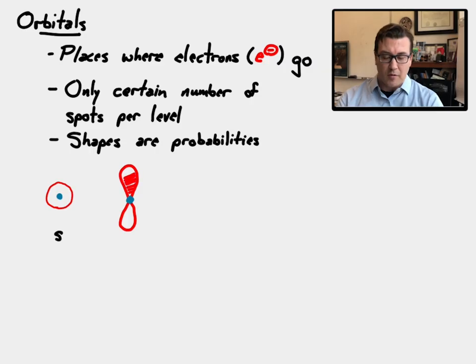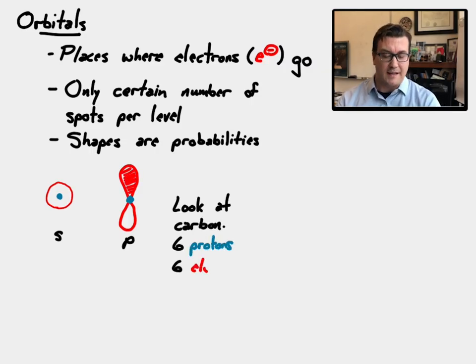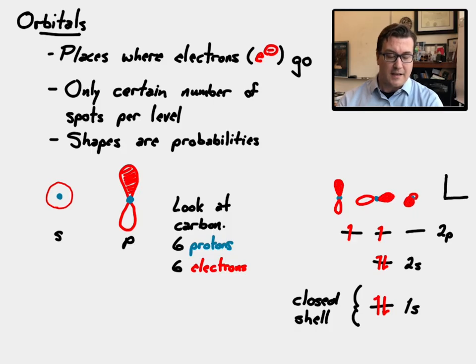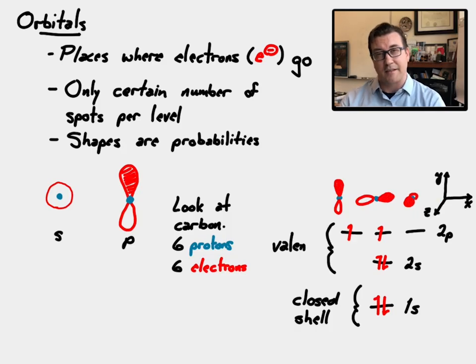So we have s orbitals and we have p orbitals. S orbitals are kind of sphere shaped. P, I like to think of them as peanut shaped. Let's look at carbon, for example, where there are 6 protons and 6 electrons. The nice thing about the periodic table, again, is it tells us, based on the atomic number, how many protons are found on an element, and therefore how many electrons are found on the element when it's neutral.